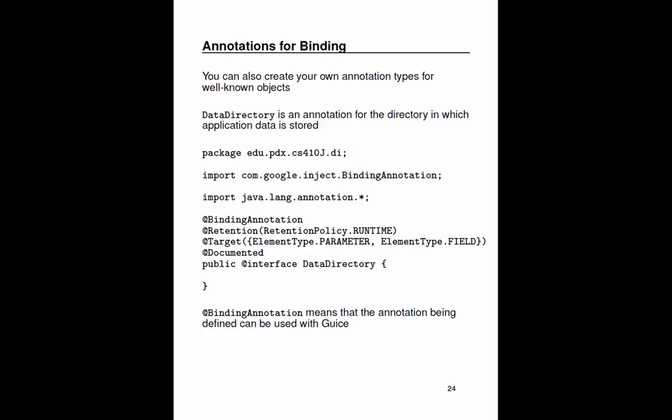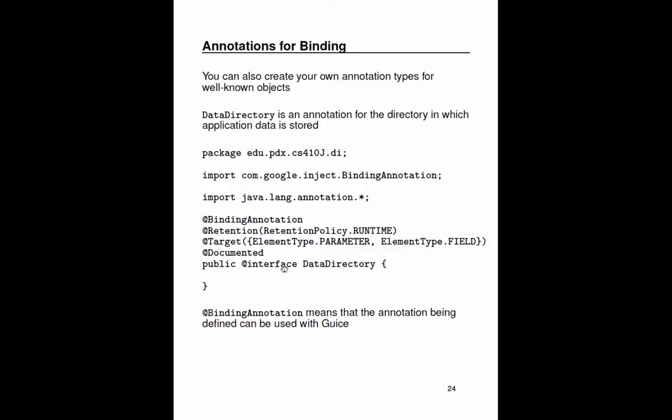In addition to having objects that have well-known names, you can also create your own annotations for well-known objects. So for instance, here is an example of a data directory annotation that is used to instruct Juice, hey, this is the type of the file that's used for the data directory in the book database. I think this is the first time that we've seen declaring an annotation, and the syntax is a little different.